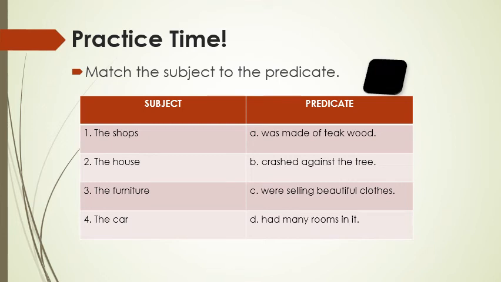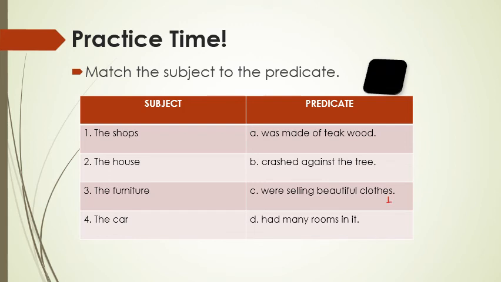Now let's check the answers. So, number 1, the shops. Let's check which one is the suitable predicate. Was made of teak wood? No. Crashed against the tree? No. Was selling beautiful clothes? So this is our number 1.